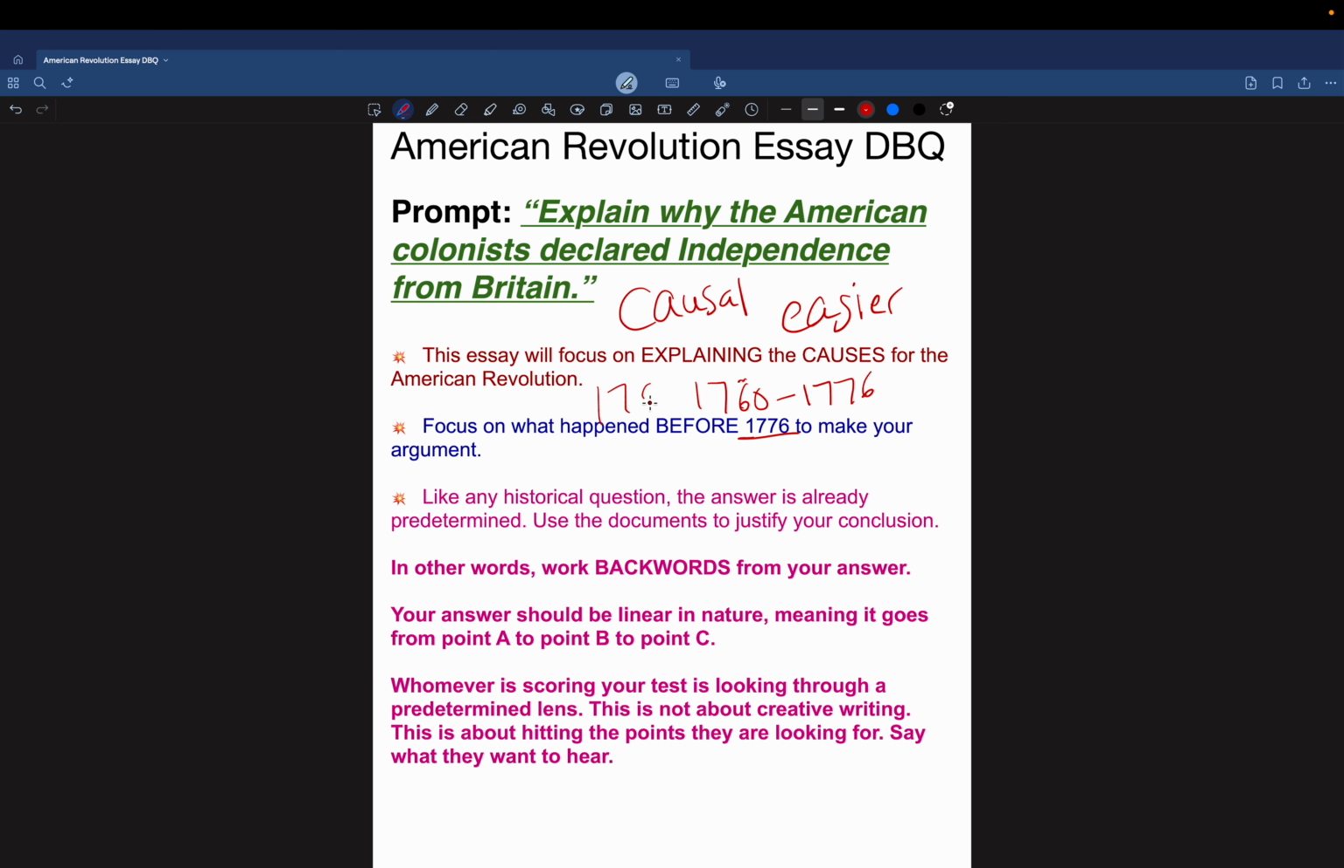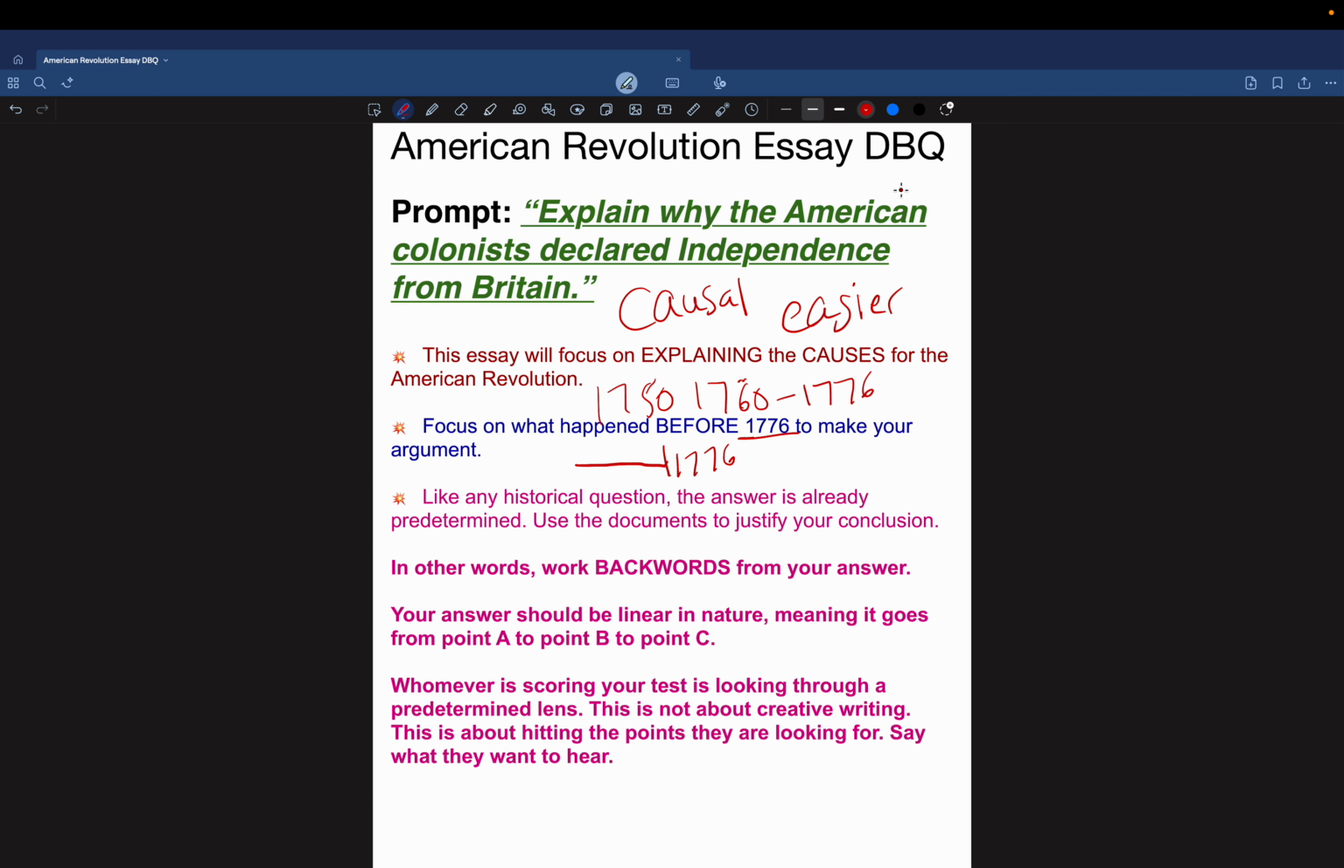I'd be even willing to accept the 1750s if you wanted to start with the French and Indian War or the Seven Years' War. So your essay is going to be largely before 1776. Like any historical question, the answer is already predetermined. Use the documents to justify your conclusion.